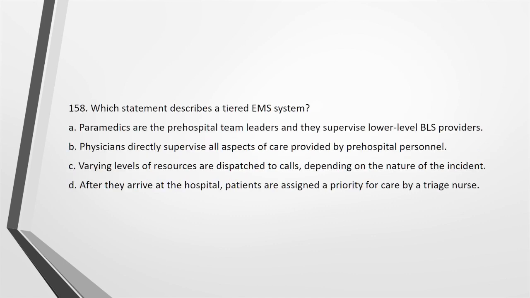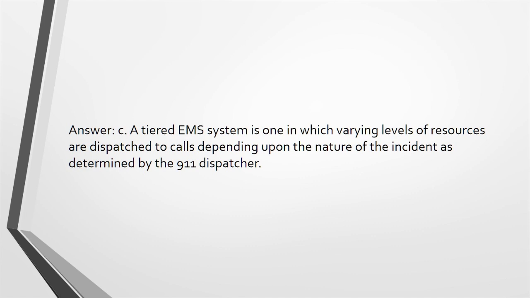158. Which statement describes a tiered EMS system? A. Paramedics are the pre-hospital team leaders, and they supervise lower-level BLS providers. B. Physicians directly supervise all aspects of care provided by pre-hospital personnel. C. Varying levels of resources are dispatched to calls, depending on the nature of the incident. D. After they arrive at the hospital, patients are assigned a priority for care by a triage nurse. Answer: C. A tiered EMS system is one in which varying levels of resources are dispatched to calls depending upon the nature of the incident as determined by the 911 dispatcher.